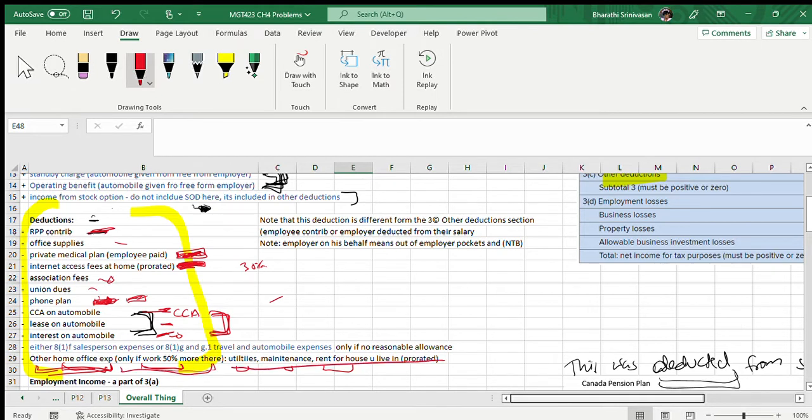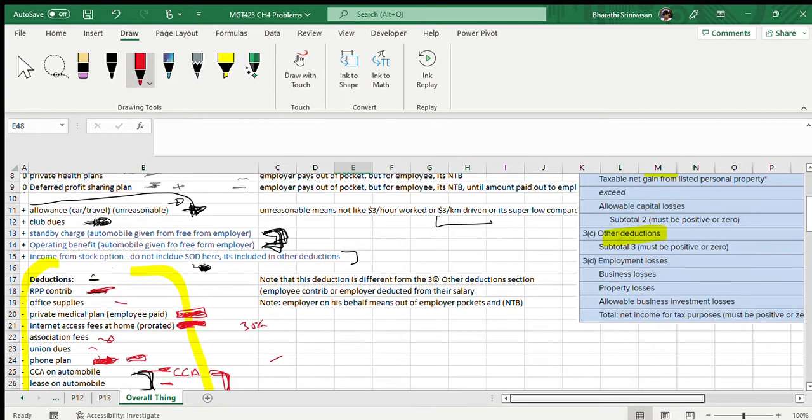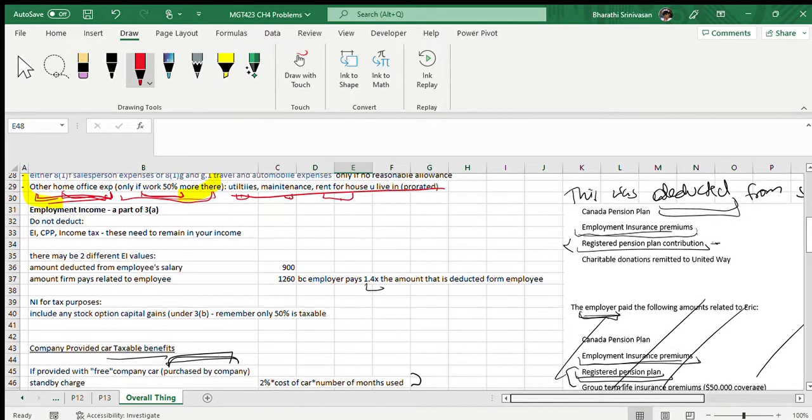Okay, so things that fall under this are utilities, maintenance, and rent, if you're renting a house. Okay, cool. I think I've gone through those.